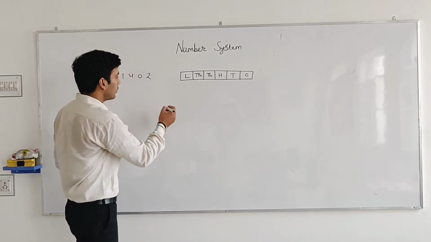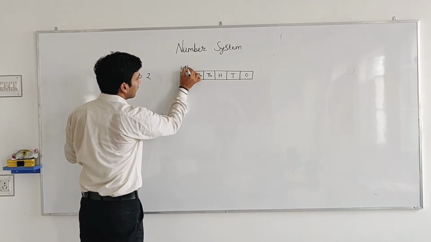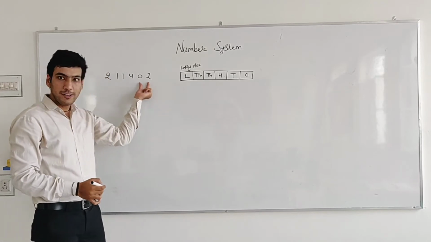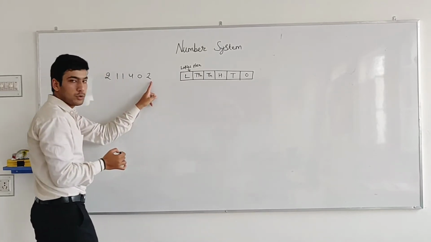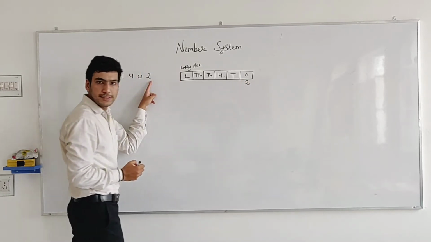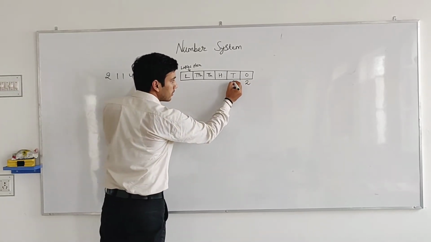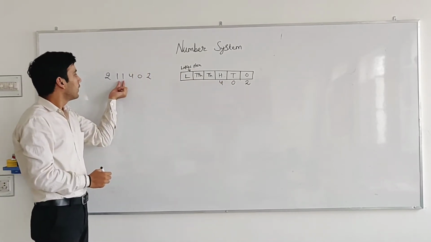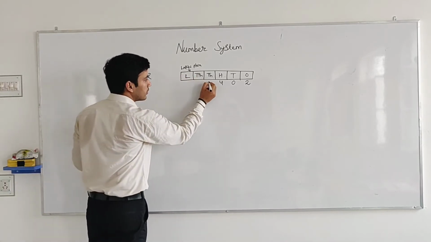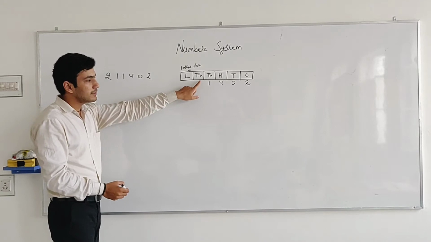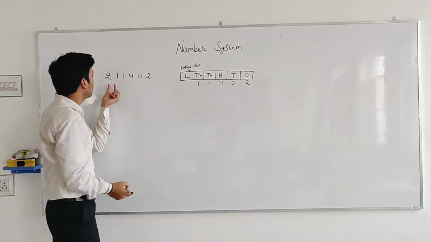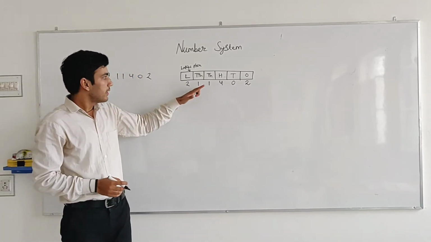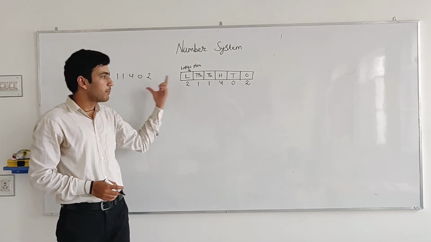Okay students, so this is my lakh place, this sixth position from the right side. Okay, now how I will represent these numbers on this place value chart? 2 is on ones position, so 2 is there. 0 is on tens position, so 0 I will write here. 4 is on my 100 position, so 4. 1 is on my 1000 position, so 1. Again 1 is on my 10,000 position, so 1. And 2 is on my lakh position, so 2. Now in this way we represent any 6-digit number on place value chart.